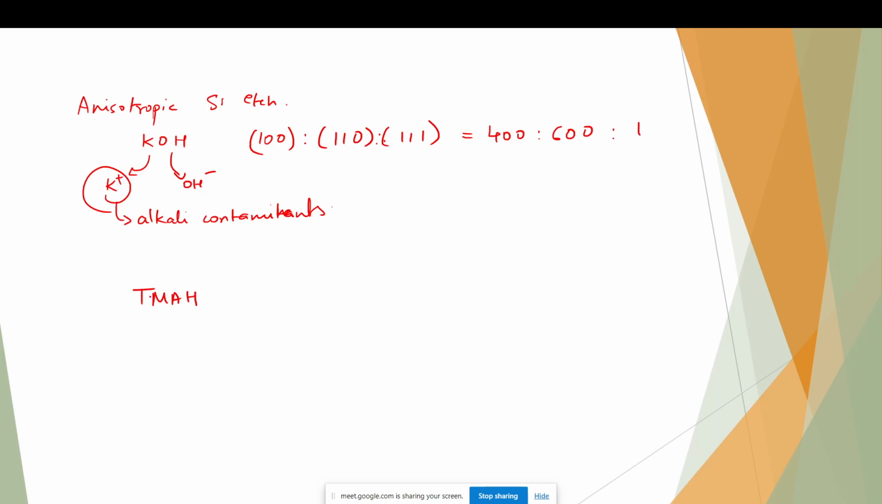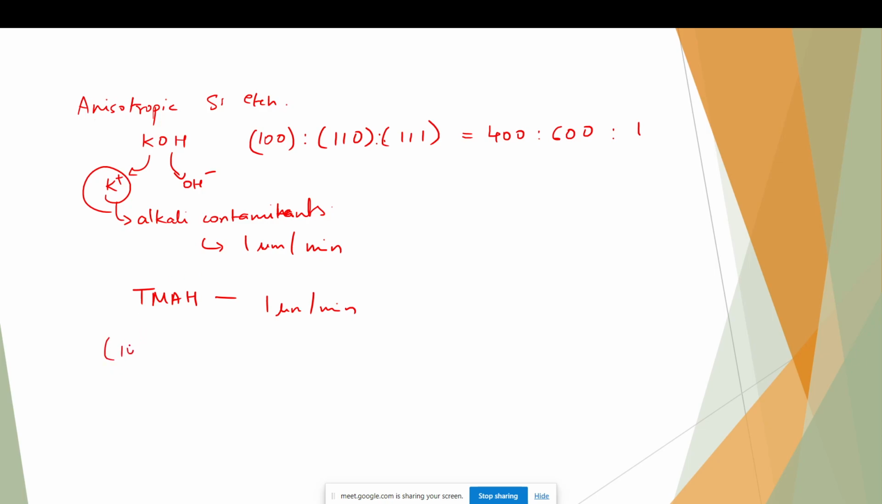So TMAH is a compound, trimethyl ammonium hydroxide, I think. TMAH also has a similar etch rate. So this has 1 micron per minute. TMAH also has 1 micrometer per minute. However, even though the etch rate is good, the anisotropy is not that great.